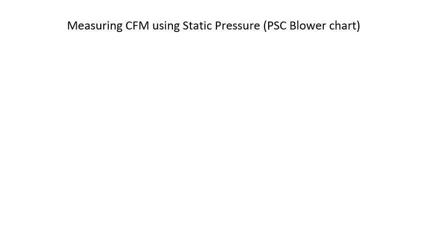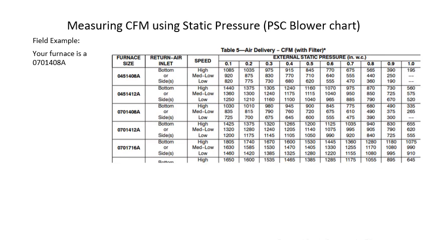What if we have an old school permanent split capacitor blower, something that has been in furnaces and air handlers for many years until recently when we start seeing more variable speed and X13 motors? Well, we'll use this air handler. It's a furnace, a 0701408A. And here's the blower data for that furnace.